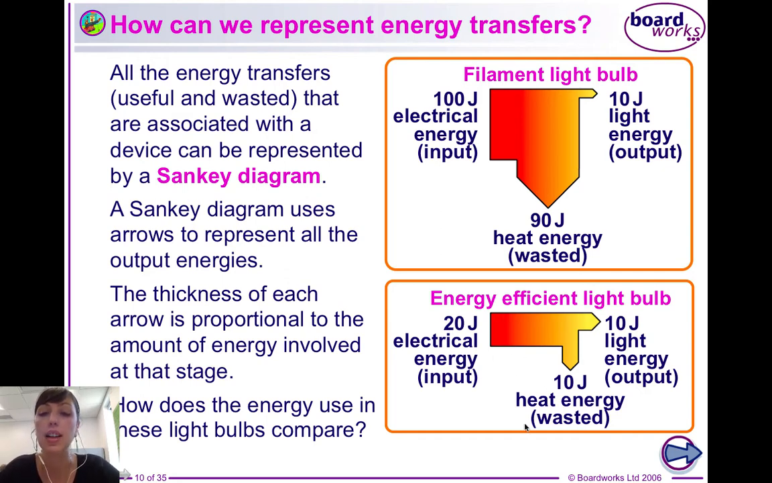So then if you look at this Sankey diagram of an energy efficient light bulb, it only takes 20 joules of electrical input to light the light bulb, which is significantly less than the 100 of the filament. Okay, and it's being transferred 10 joules into heat and 10 into light. So way less is being used, as well as less being wasted.